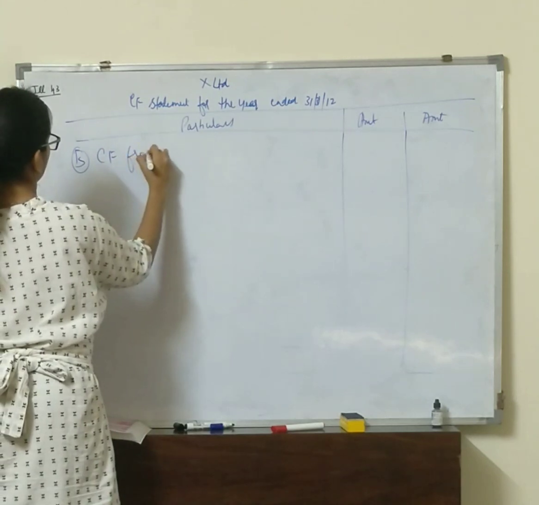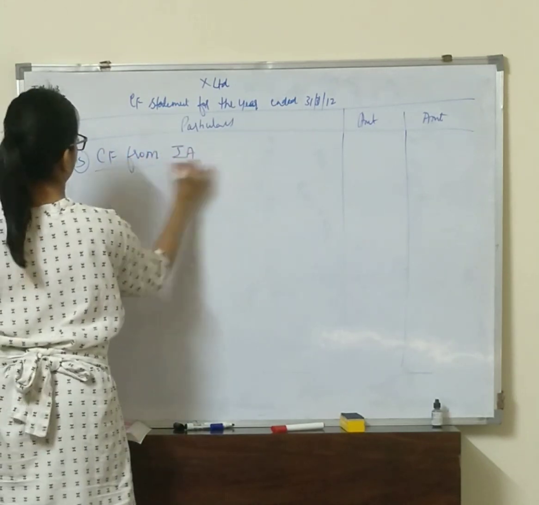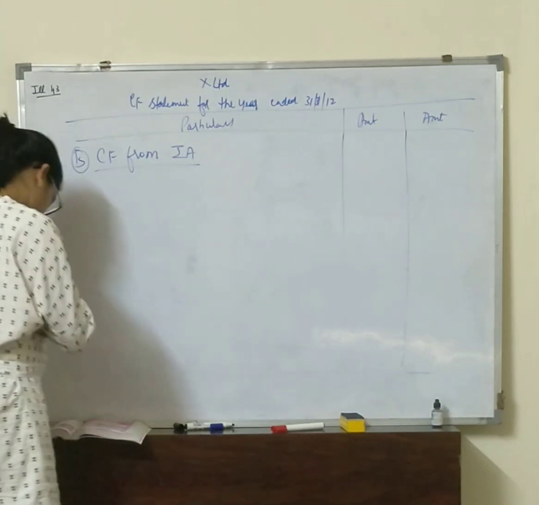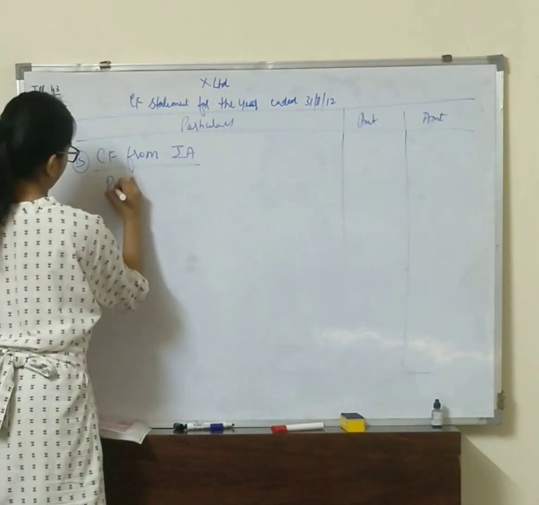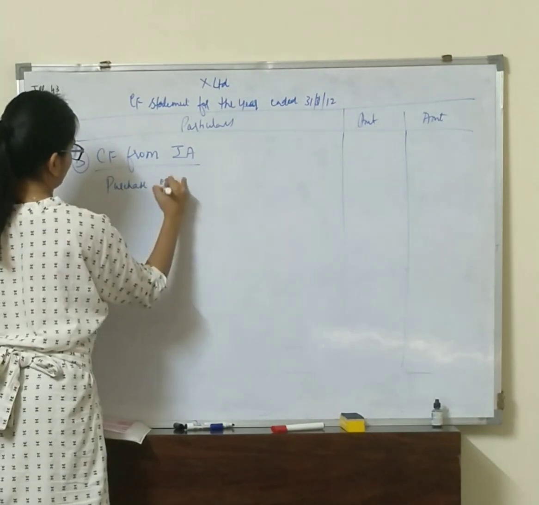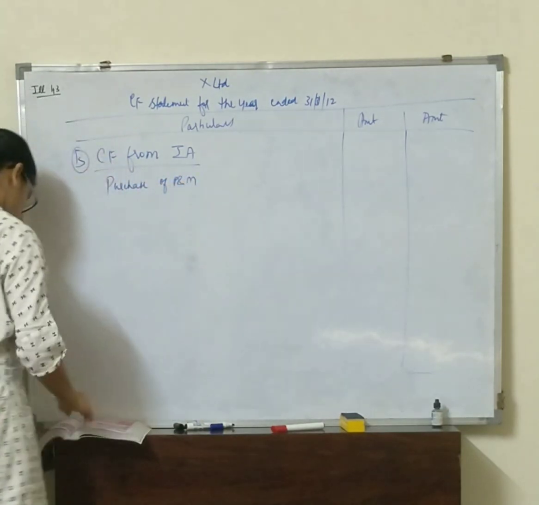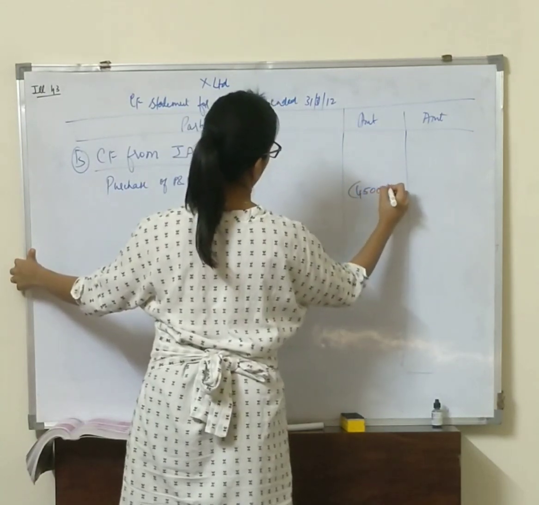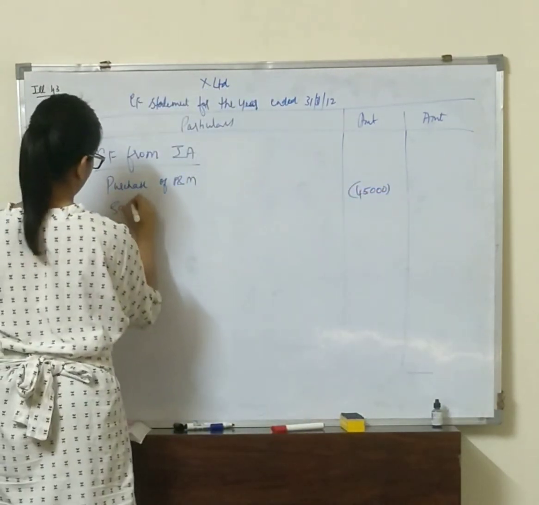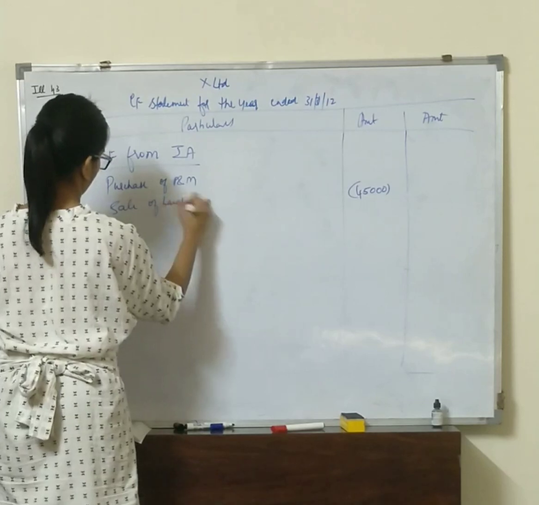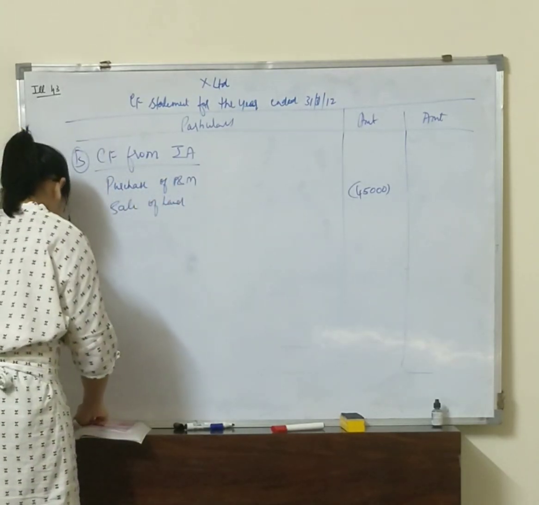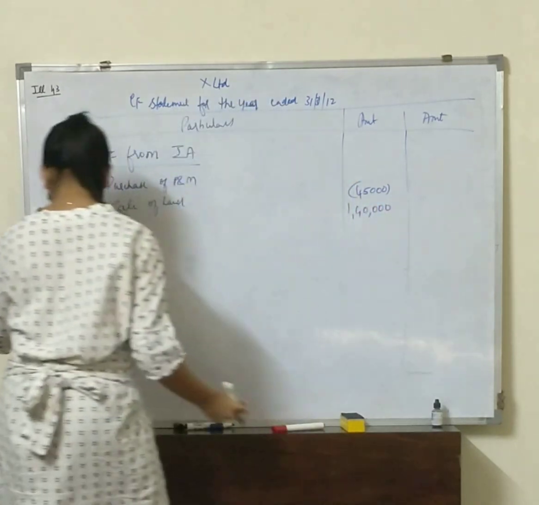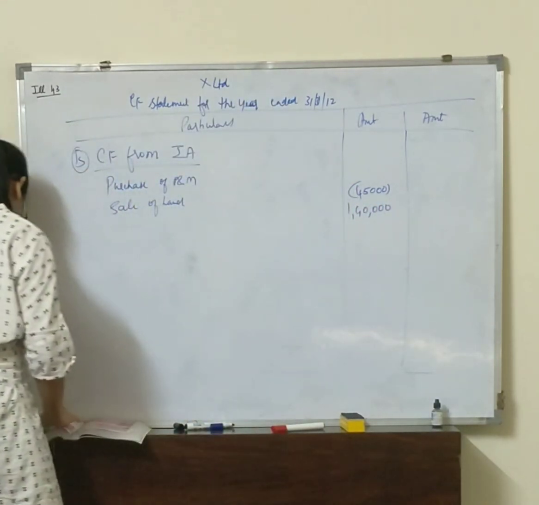Cash flow from investing activities. So under investing activities, what do we have? We have purchase of plant and machinery. How much is it? 45,000. That is our negative figure because it is cash outflow. Then we have sale of land. How much is the sale of land? 1,40,000. It is positive because it is cash inflow.